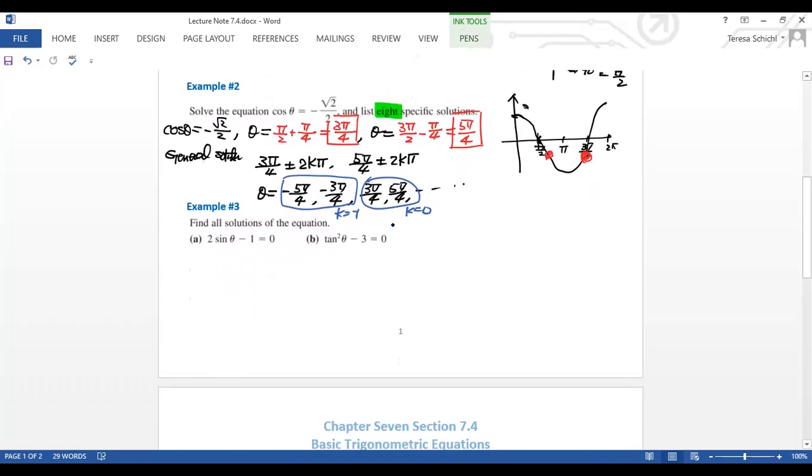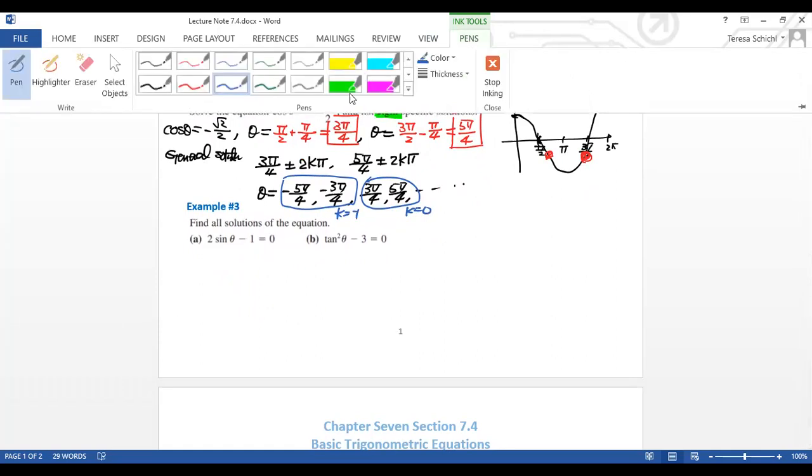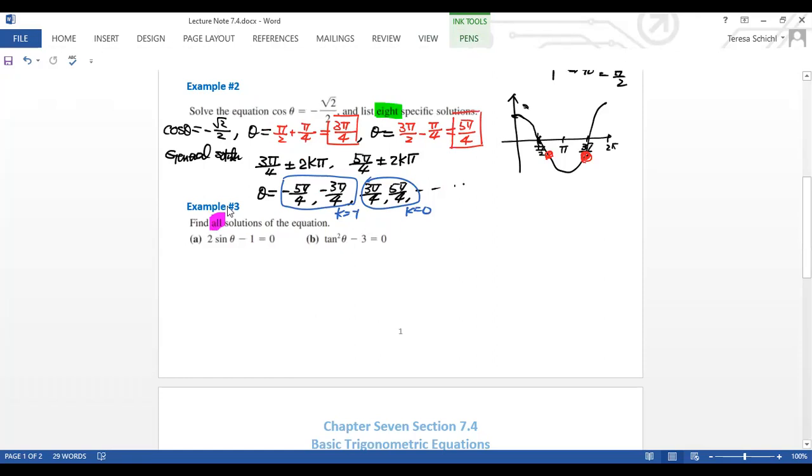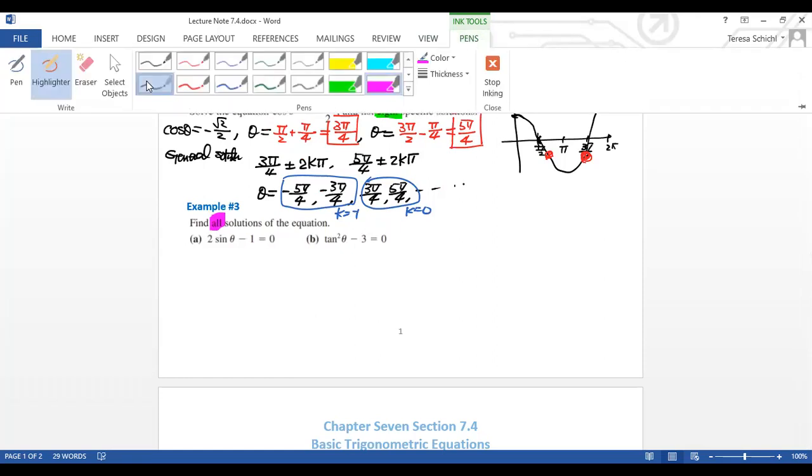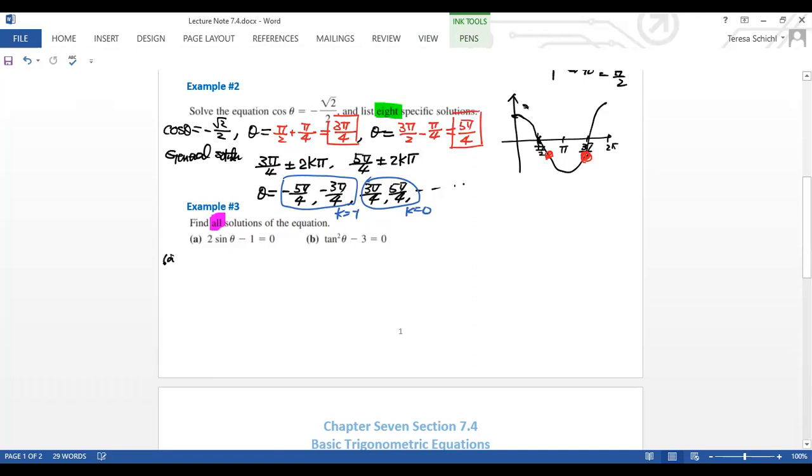So now let's take a look at problem number 3 here. So the problem number 3 here, let's say find all the solutions, right? So just like we did before, okay, so here, let's take a look here. So this is 2 sine theta minus 1 equal to 0. It's just like we solved the equation. So I add 1 to both sides, right? So I have 2 sine theta equal to 1. Then I divide by 2. So I have sine theta equal to 1/2 here, right?